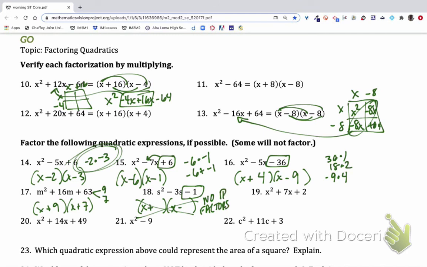No real number factors would be even better. Okay. When you get into some higher level stuff, we're going to talk about complex numbers, and in that case, we would have a little bit more fun. And for number 19, we would say we've got x plus and x plus. The trouble is, what can we multiply to get 2 and get 7? We would say that there are no real number factors.